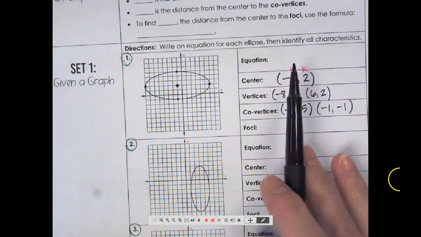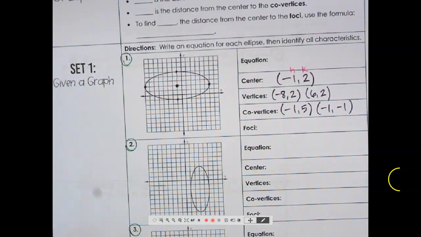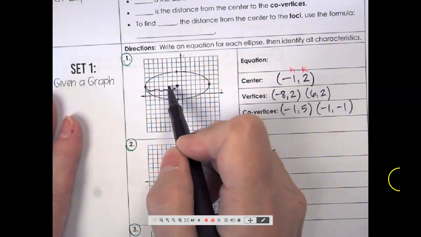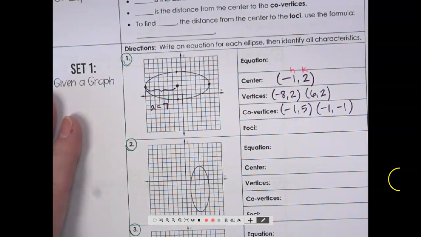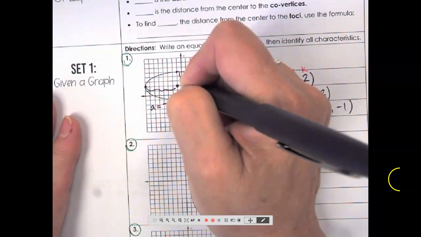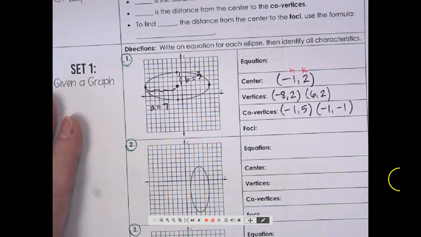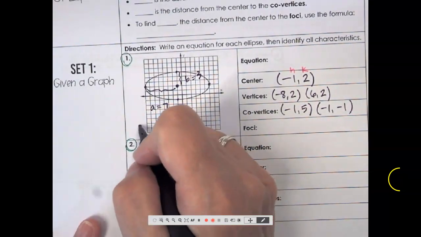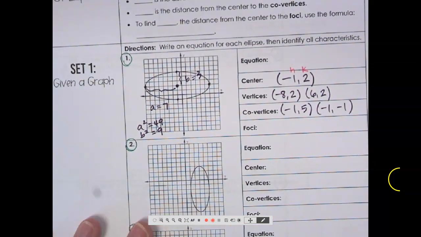Okay, so I know h and k. Do I know a squared and b squared? I can find them pretty easily, right? Remember, this is a, so that's 1, 2, 3, 4, 5, 6, 7. So a is 7. And then this distance here is b. So we'll just count 1, 2, 3. B is 3. Well, if I know a and b, I certainly can find a squared and b squared. So a squared will be 49, and b squared will be 9. Okay, so we know everything we need for the equation.